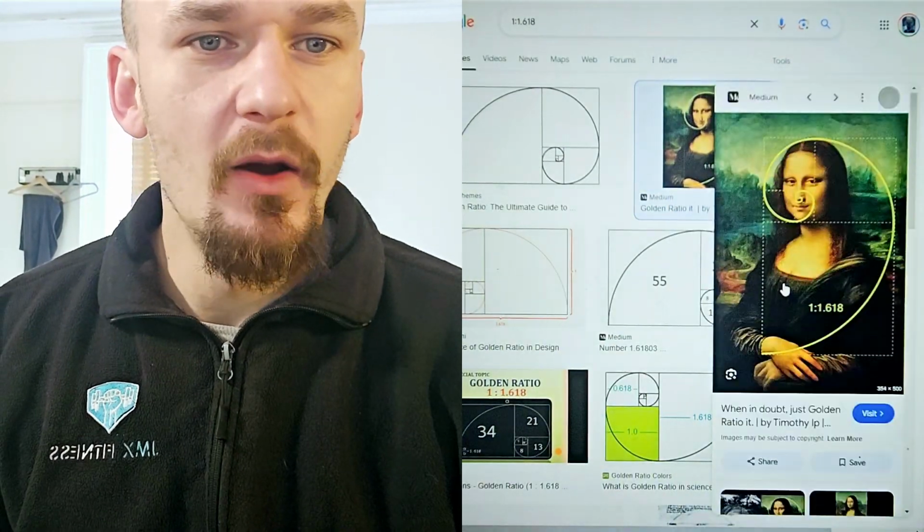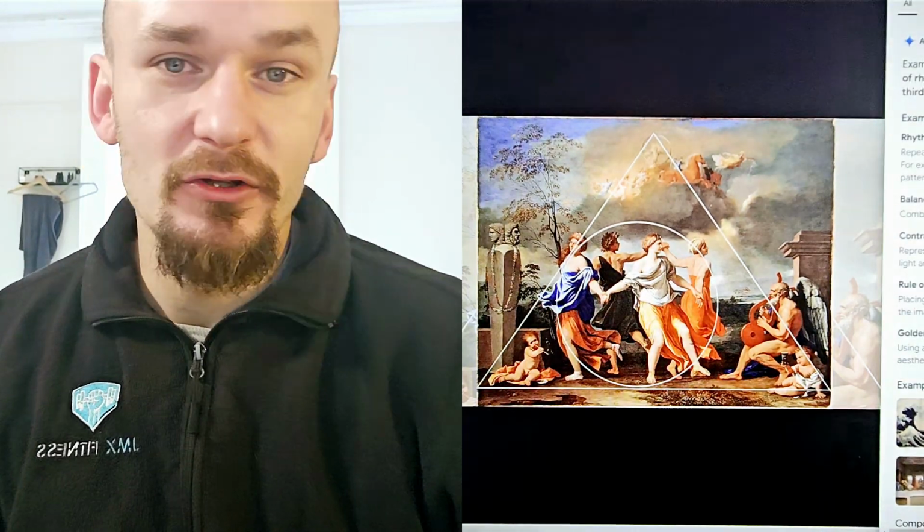Maybe it's the golden ratio taking its role here. Maybe it's the subject matter. Maybe it's the painter Da Vinci who owns the provenance to this piece. However, the golden ratio is something to consider when creating your artwork.